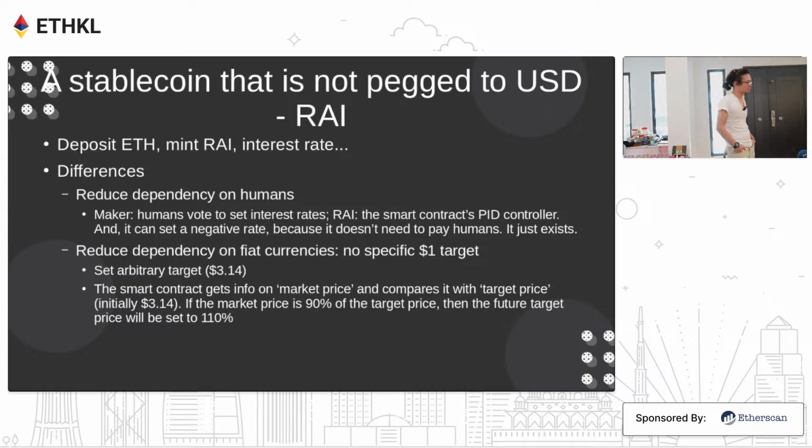Because if RAI didn't have adoption, it means that no one actually wants it, let's say when it is below the target, no one pushes it back up because no one believes in it, no one wants to buy more so that you can get it back to 3.14. That's really the point of the price.